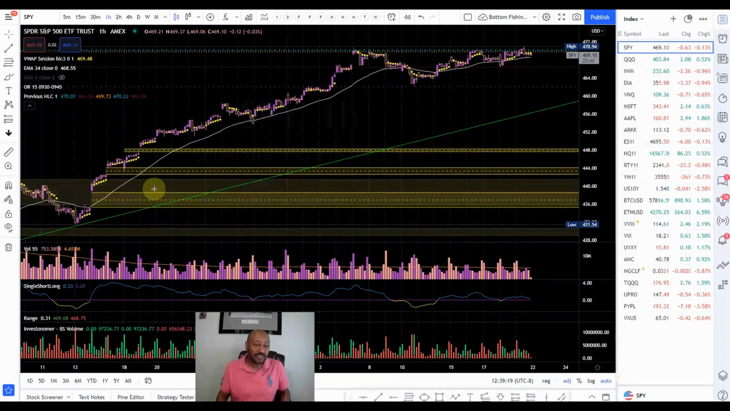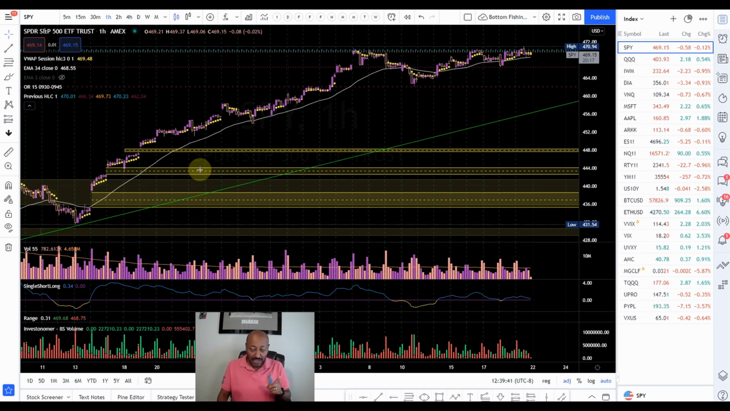So what constitutes an entry? We enter long when the VWAP is above the 34 EMA. We enter short when the VWAP is below the 34 EMA. These two things are very, very important.